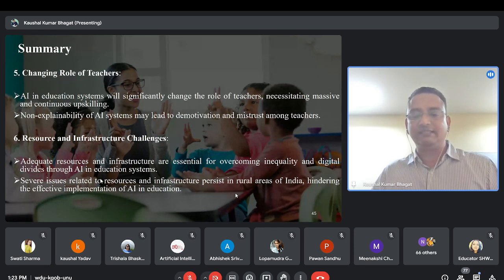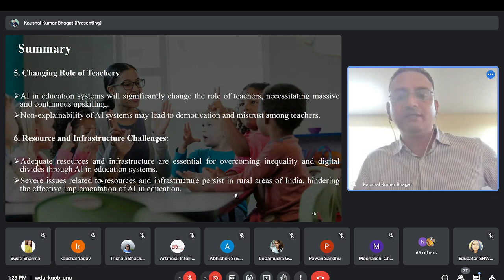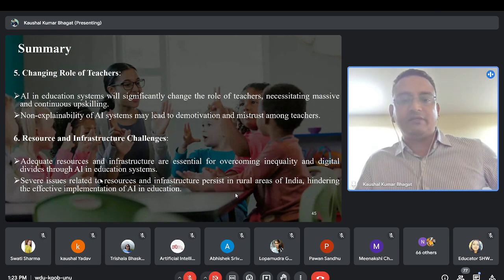Resource and infrastructure challenges. Obviously, it requires a huge amount of investment to run this type of AI system. That is one of the things. Infrastructure in rural areas is another area which we need to look at.